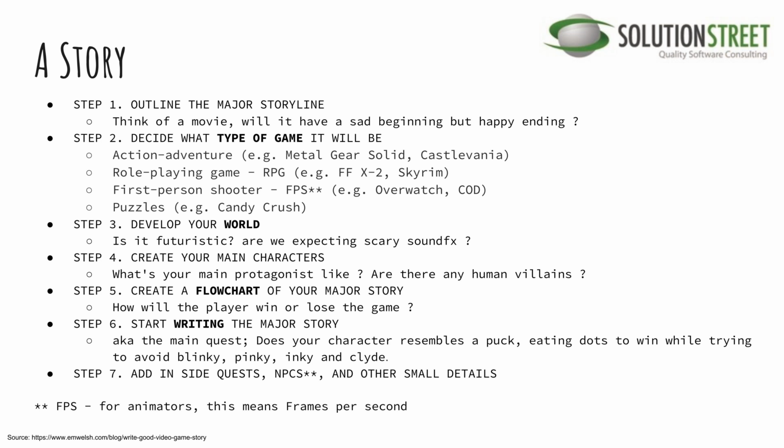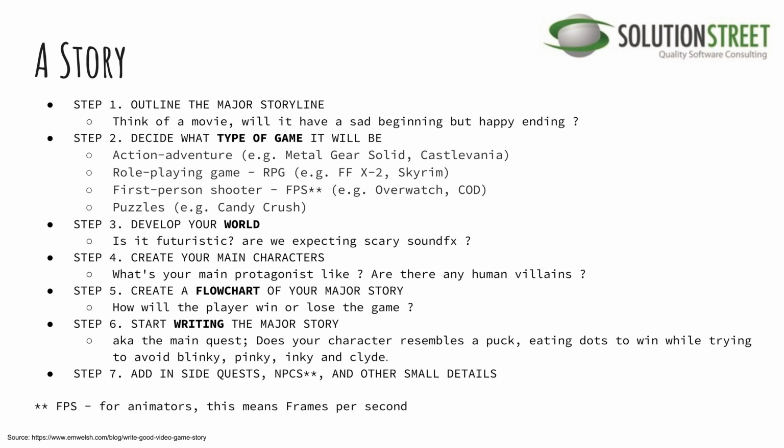And then once we're done with those things, we're moving to the heart of the game, which is the flowchart of the major story. This is very crucial because this is where we decide how the user would win or lose in the game. Does he win when he collects certain things, or does he win when he kills everyone in the game? So it's kind of like that.